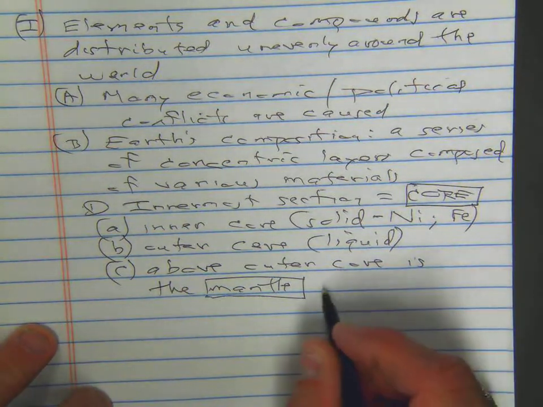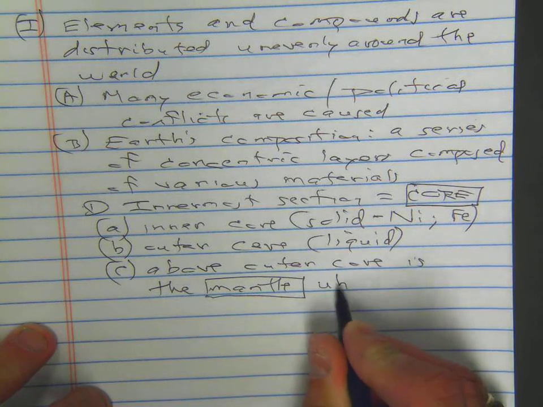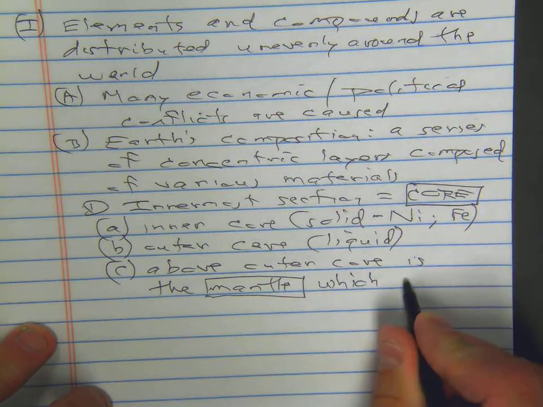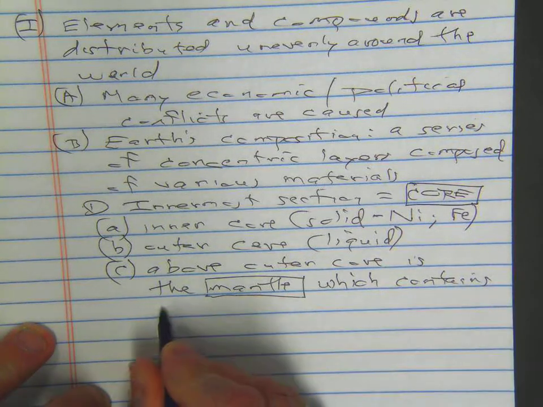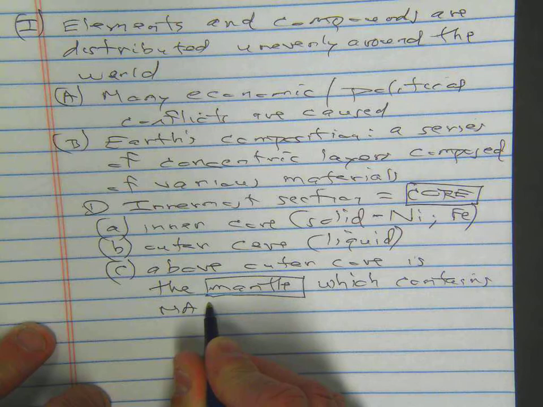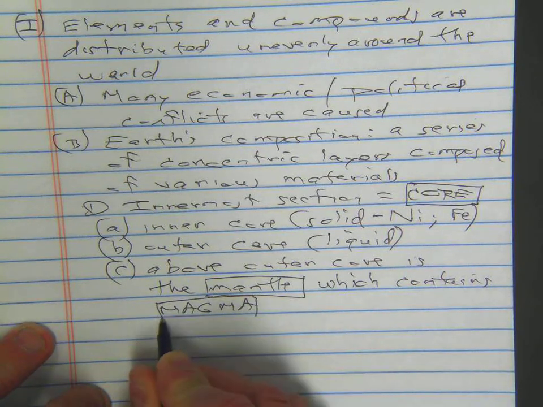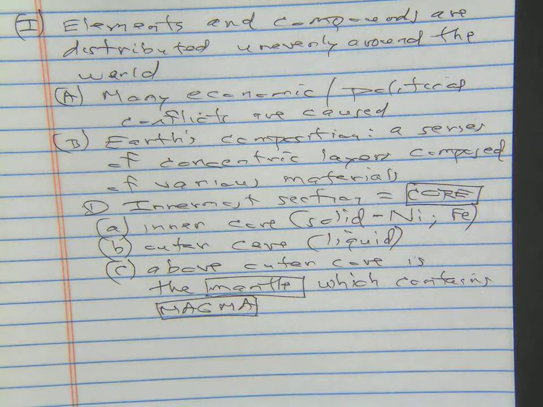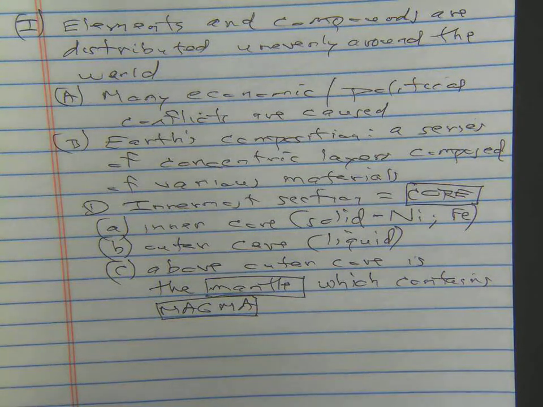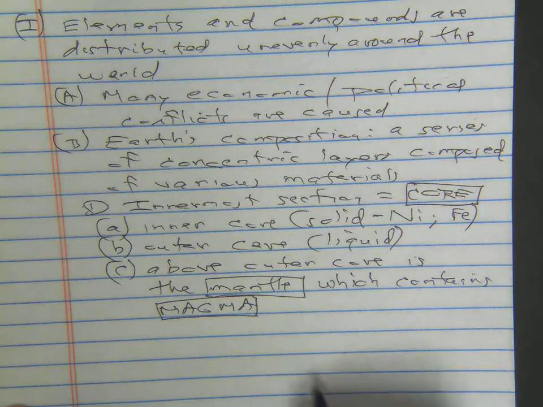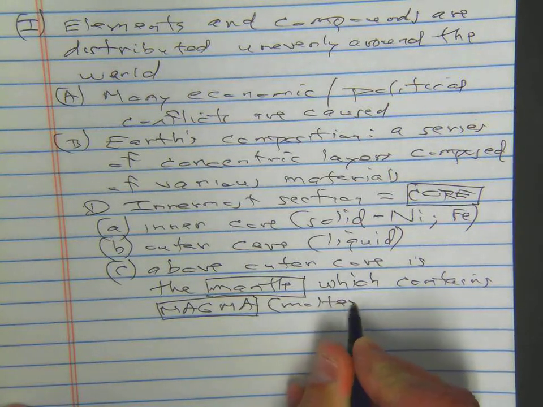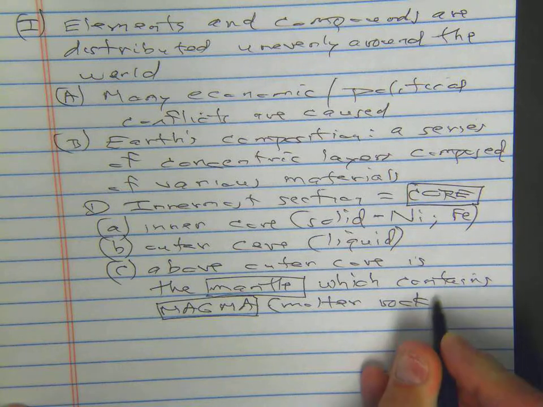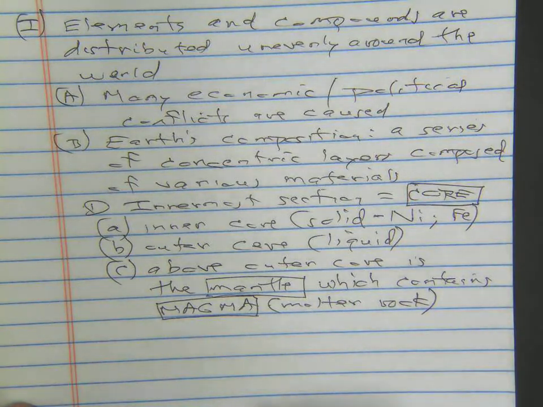And this contains something called magma, M-A-G-M-A. One of my former customers, in the mining industry, is Magma Copper Company. Anyway, the magma is a molten rock.